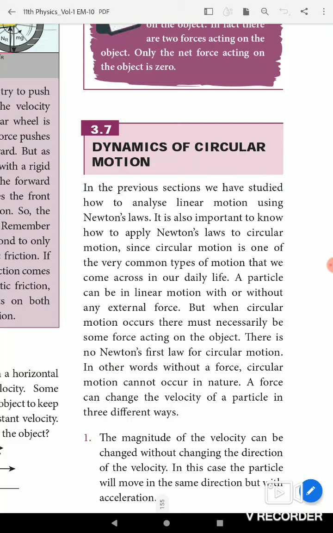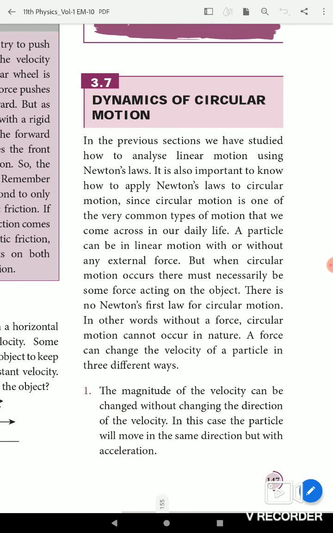Hi students, today we are going to see dynamics of circular motion. In previous classes, we need to know how to apply Newton's laws to circular motion, since circular motion is one of the very common types of motion that we come across in our daily life.